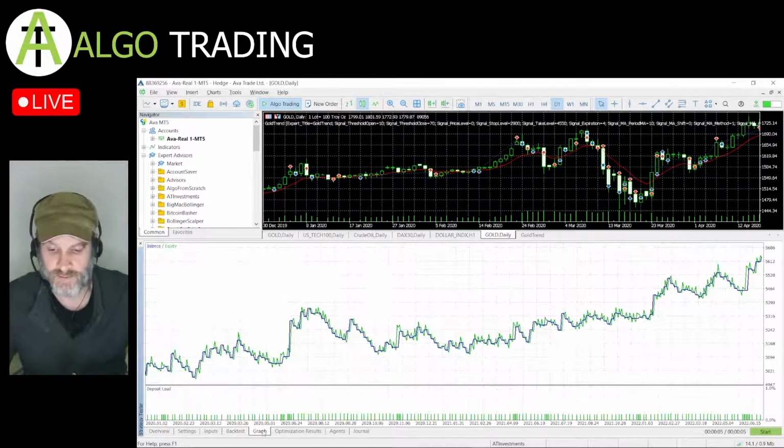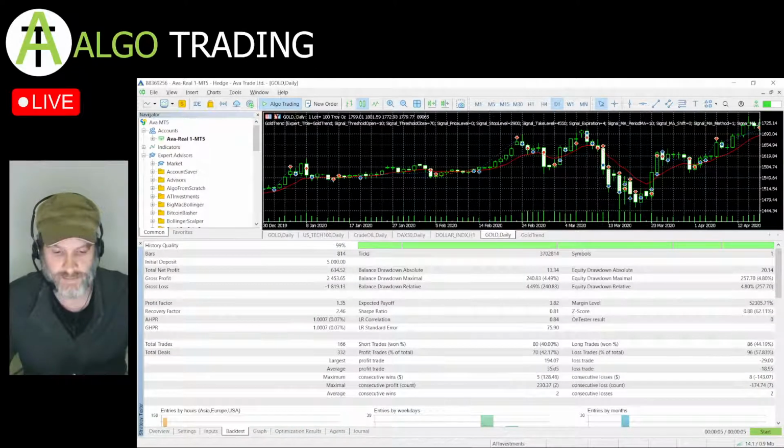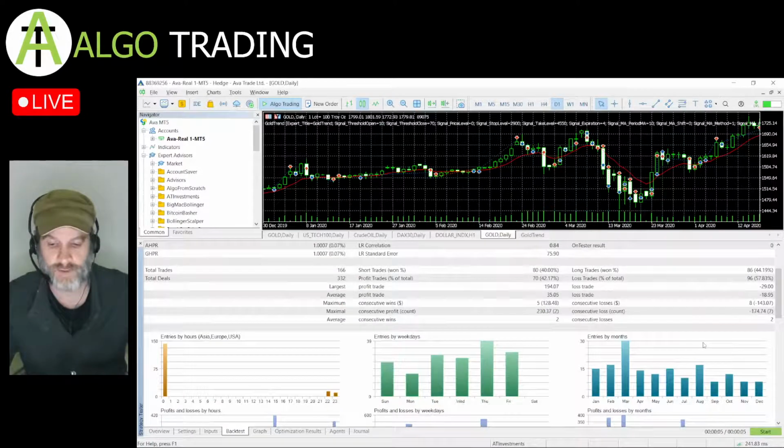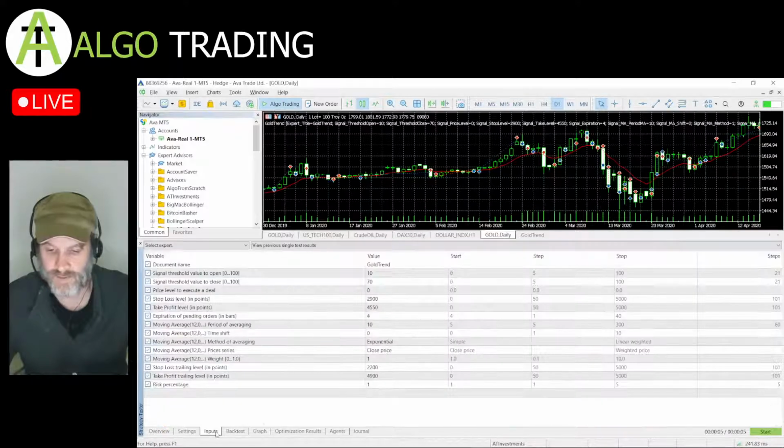Okay, so let's look at the graph. It's okay. It's a trend following system, so you're not really expecting much, but if you look at the inputs and the backtest, there's a 40%, 42% win ratio. What's very good is that your average profit trade is more than your average loss trade, so if you've got a low win ratio, it will work out, but it's not terrible.